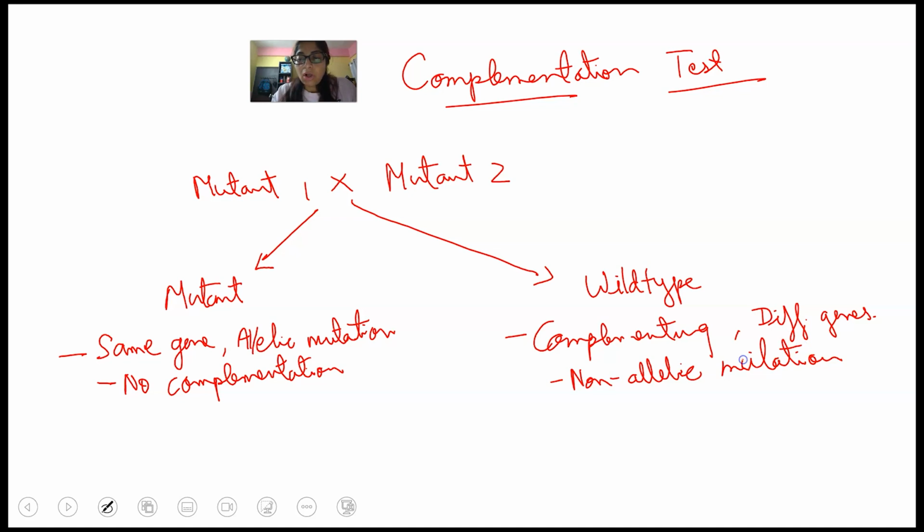Okay. So, all the questions based on complementation test can be answered by this simple understanding. If mutant 1 is crossed with mutant 2, and the resultant progeny is also mutant, it means no complementation happened, it means the mutations were in the same gene, which makes it an allelic mutation. If mutant 1 crossed with mutant 2 gives wild type phenotype, it means complementation happened, it means different genes are involved here, and it is a non-allelic mutation.